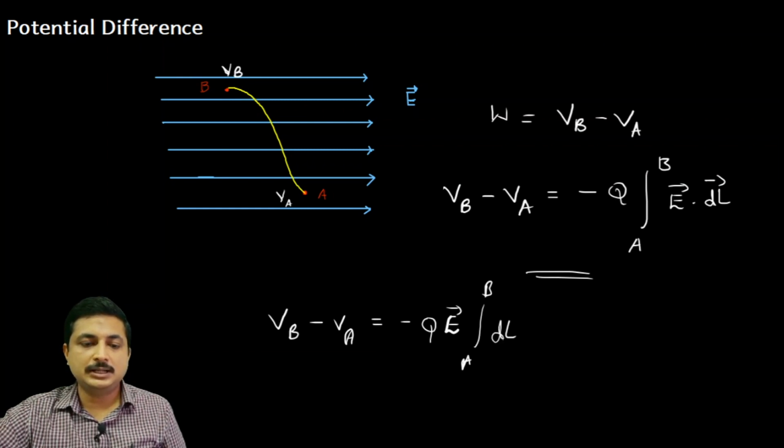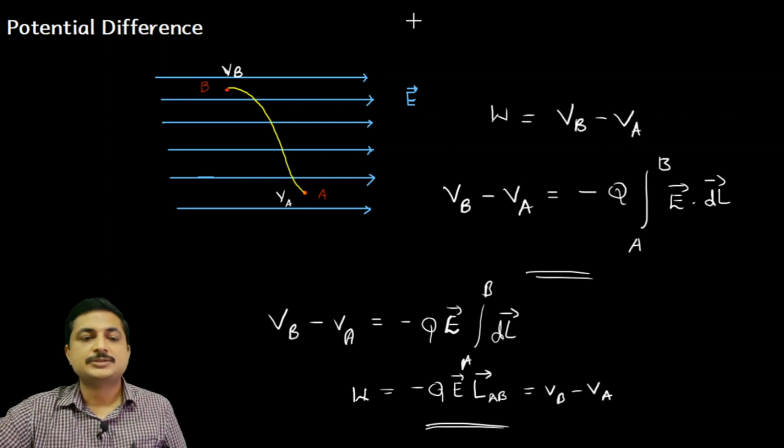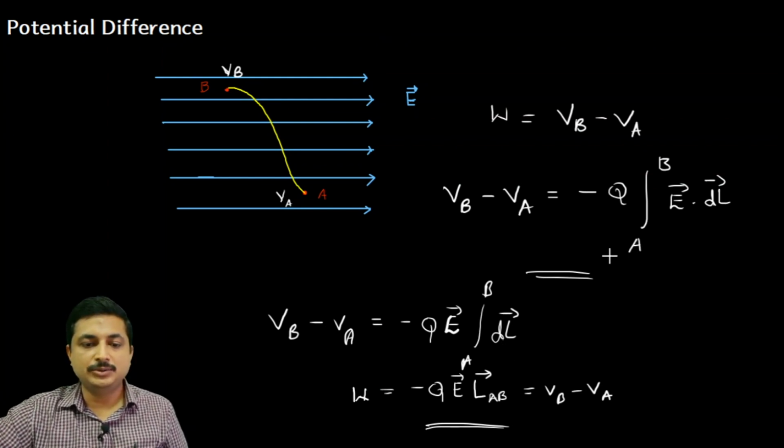Now what is integral A to B dl? It is just a path integral. So the total length from A to B can be treated as integral dl. So this can be further written as QE times the length of the path from A to B, which I just represent as LAB. So this is my work done, which is the same as the potential difference. For a uniform field, this equation further simplifies like this. If it is a non-uniform field, you can use the earlier equation.